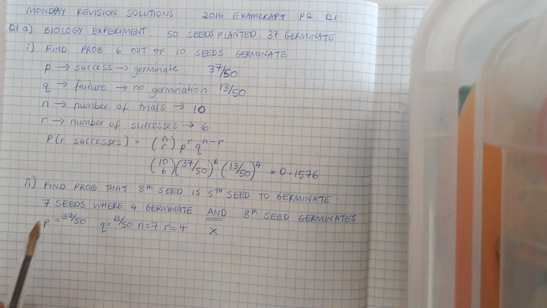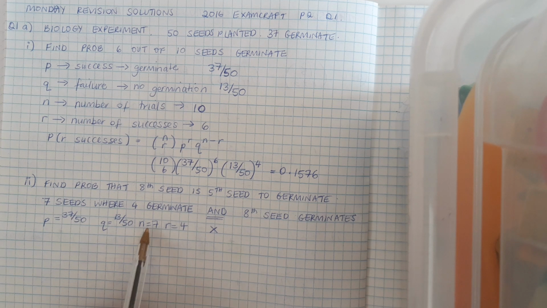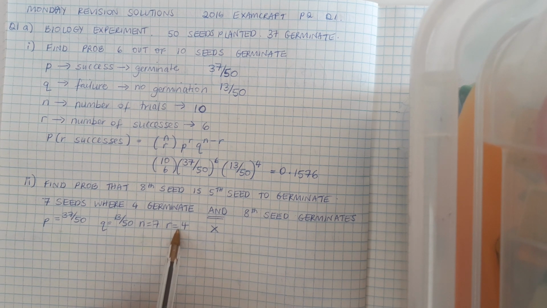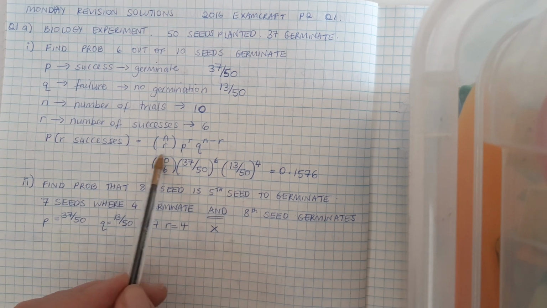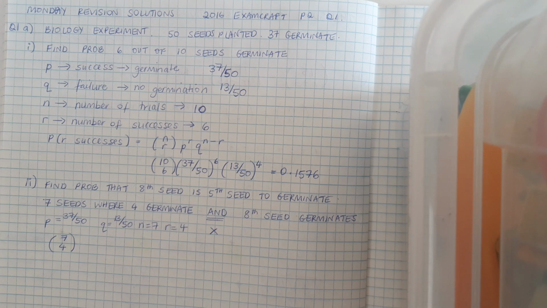Slight edit to my values, P and Q stay the same. I've got N trials, that's 7 in this case, and I've got R successes, that's 4 in this case. So now I'll fill it in to my binomial formula and get the answer for that. So that's 7 seeds with 4 successes.